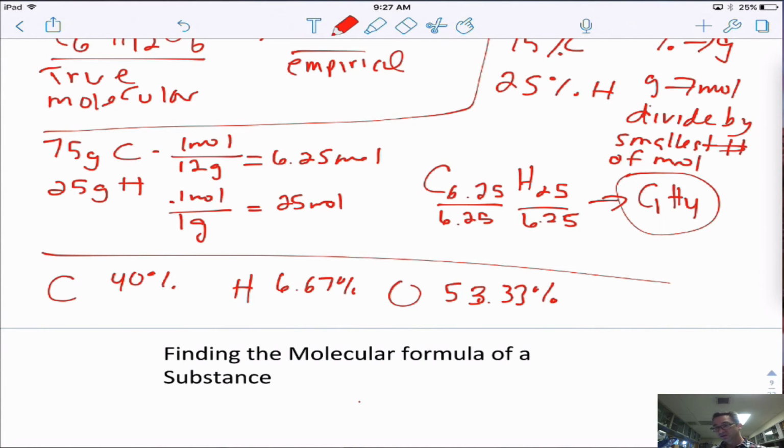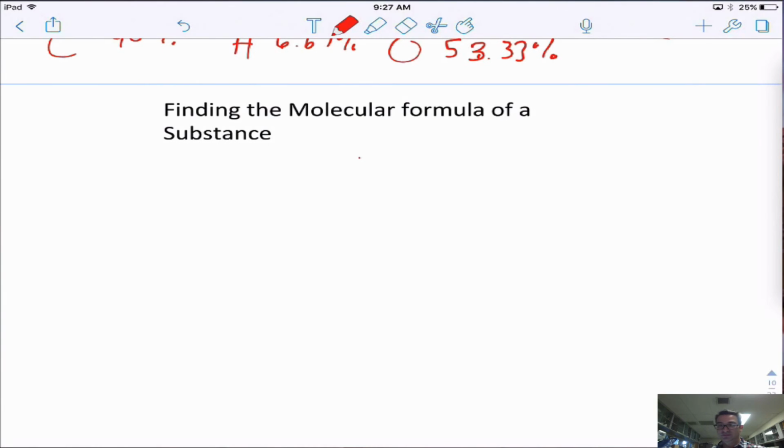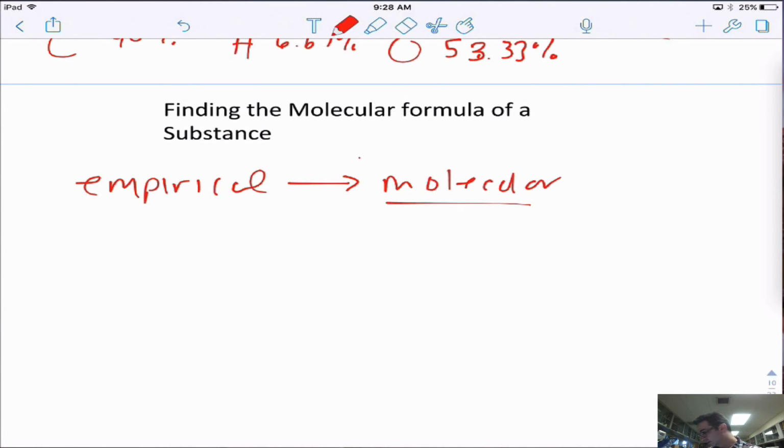Okay, there's also the situation where you'll be asked to find the molecular formula of a substance. And what you do is, you take the empirical formula, and you use that to figure out the molecular formula. The key to understanding this problem is that the molecular formula is always a multiple of the empirical.